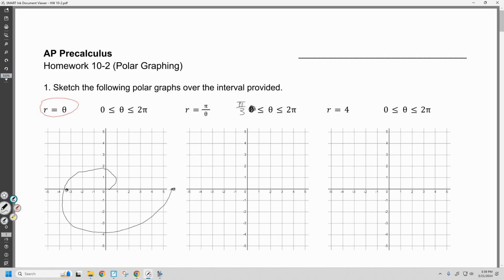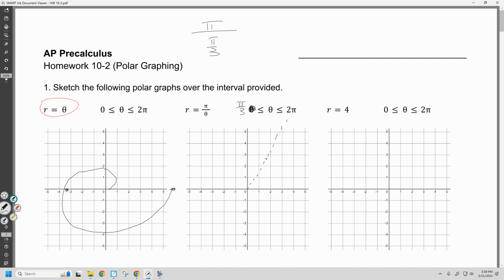What would this look like? Well, here's what you might have to do. And if you want to, you could do it on the side. Think about what happens if you plug in pi over 3 for theta. It's pi divided by pi over 3. Tell your neighbors, what's pi divided by pi over 3? Just 3. The start of your graph should be pi over 3, 3. Now, where's 3?